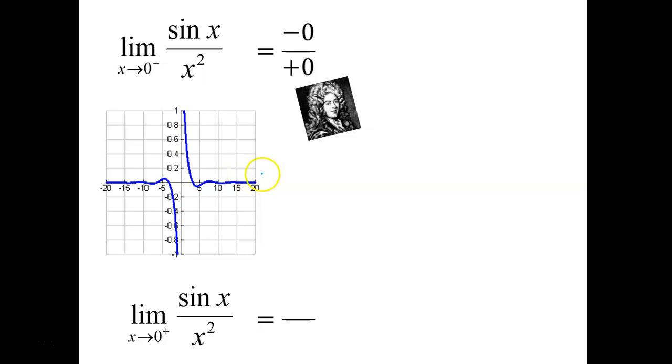So I need to call in my buddy L'Hopital. All right, so let's take our derivative. I'm still going to be doing the limit as x approaches 0 from the negative side. The derivative of sine is cosine. The derivative of x squared is 2x. Okay, so let's do this again. On cosine, as you approach 0 from the negative side, so teeny tiny negative numbers, we'll get a 1.